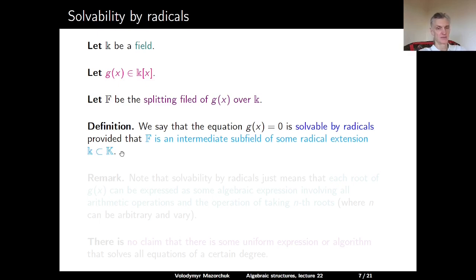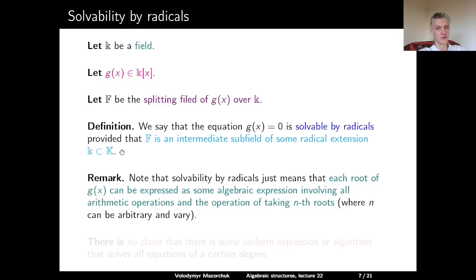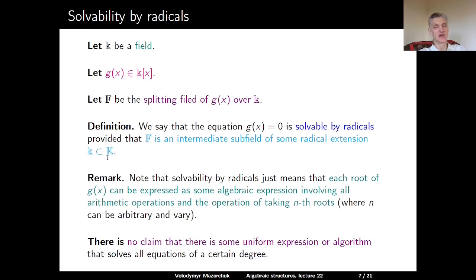Remark: note that solvability by radicals just means that each root of g of x can be expressed as some algebraic expression which involves all arithmetic operations together with the operations of taking nth roots, where n can be arbitrary and vary. And there is no claim that there is some kind of uniform expression or algorithm that solves all equations of a certain degree at the same time. So that's a property defined for one particular polynomial.